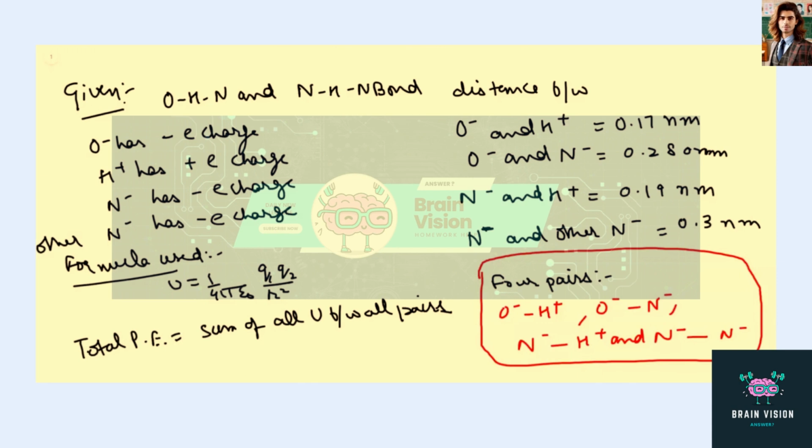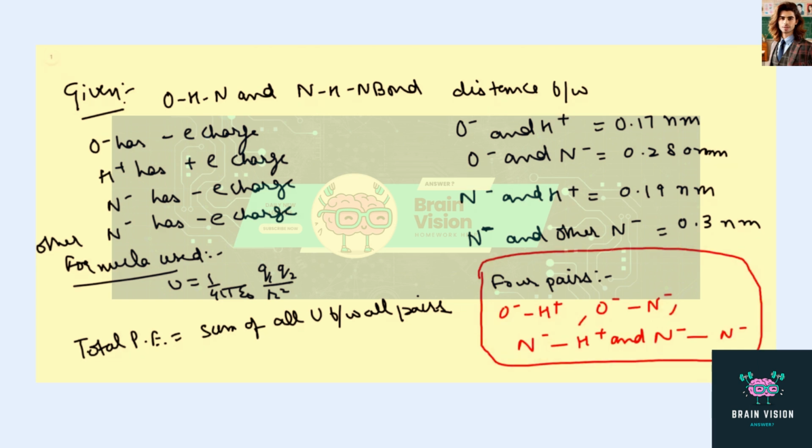We are given that we have to find the electric potential energy of the adenine-thymine bond. This has two molecules here, so O-H-N and N-H-N. These bonds have four pairs: O minus H plus, O minus N minus, H plus N minus, and N minus N minus. So electric force acts between these pairs, and we have potential energy.